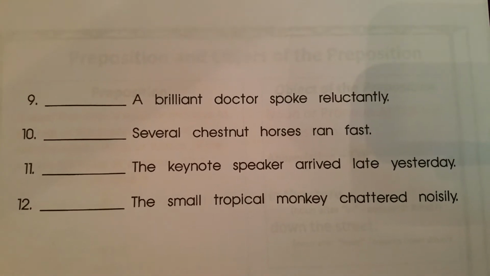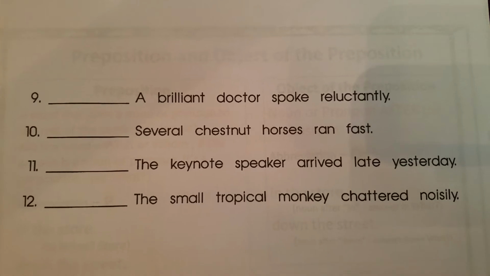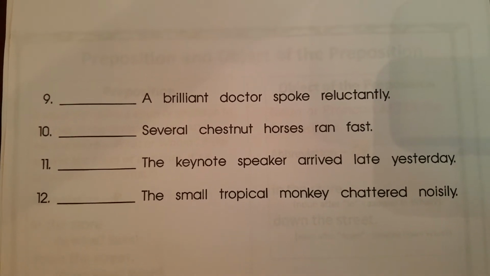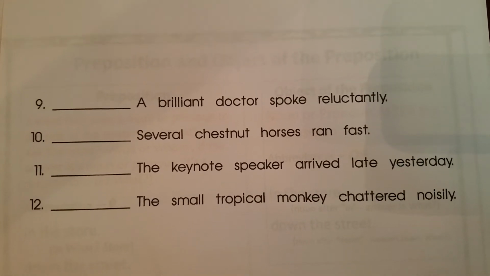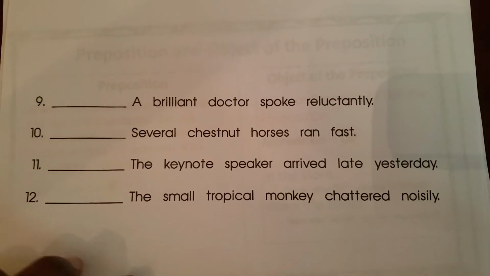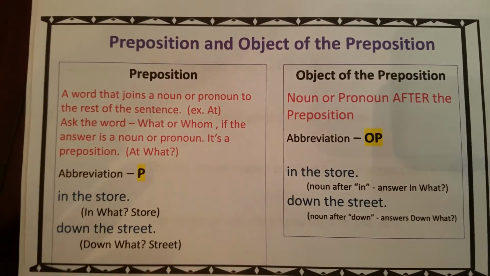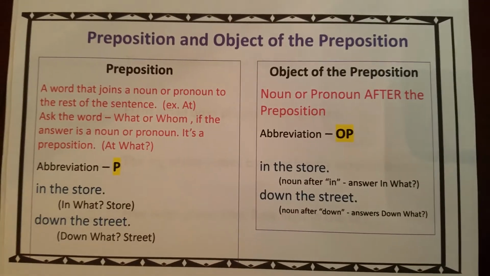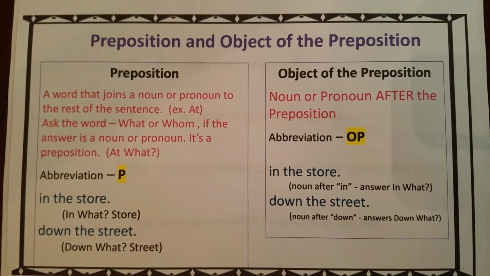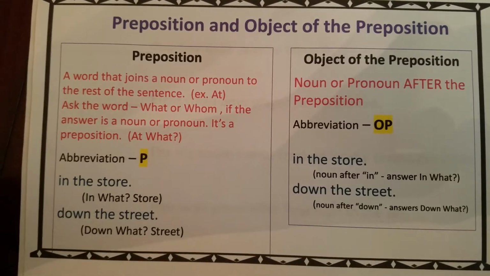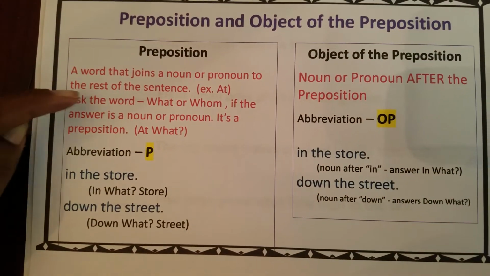Now, you can pause this if you want to just practice your classifying sentences. For those that aren't, let's just keep going. The preposition and object of the preposition. So you just watched me classify a sentence that had a preposition and an object of the preposition. A preposition is a word that joins a noun or pronoun to the rest of the sentence.